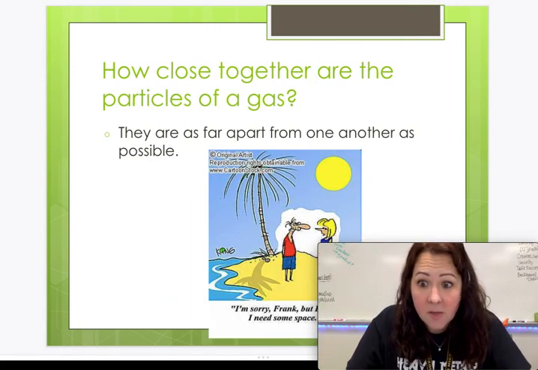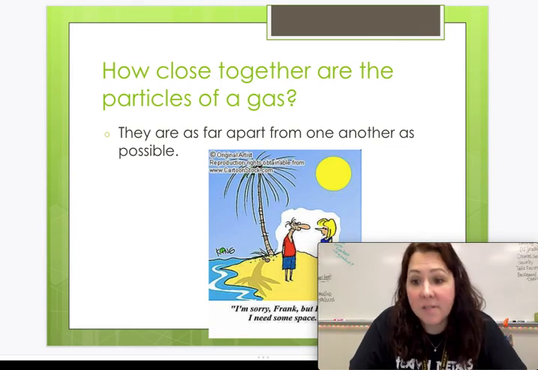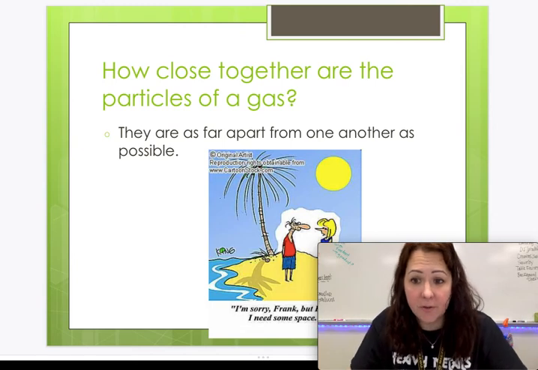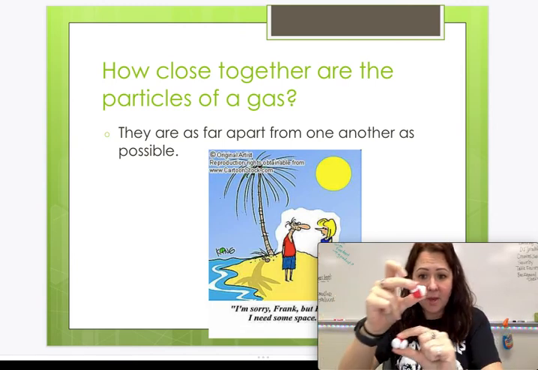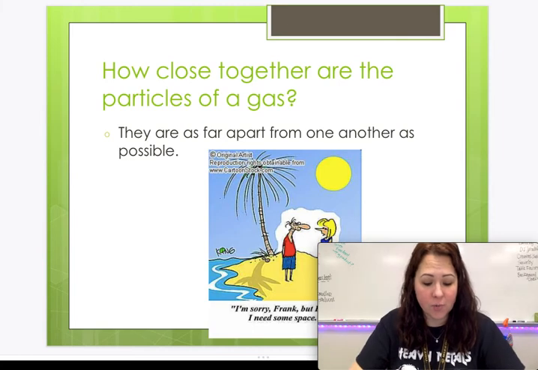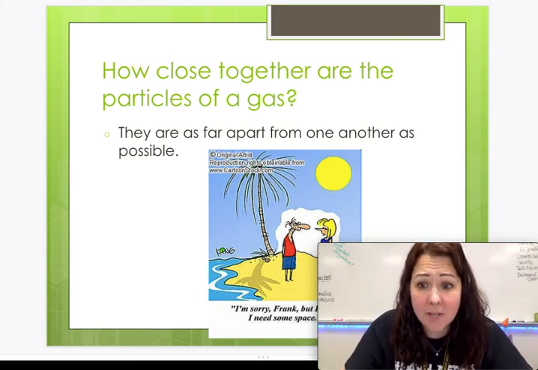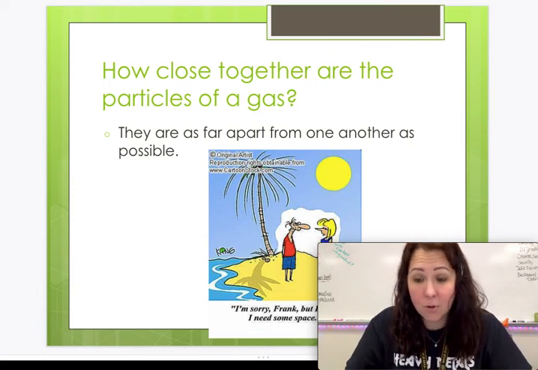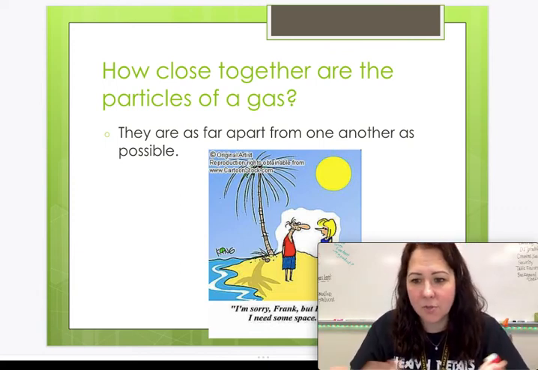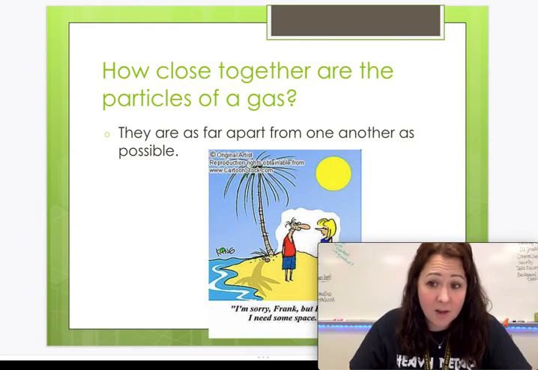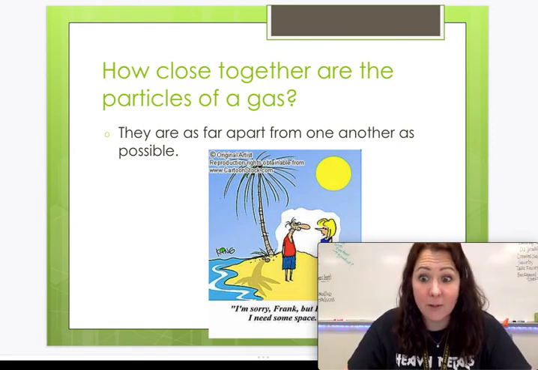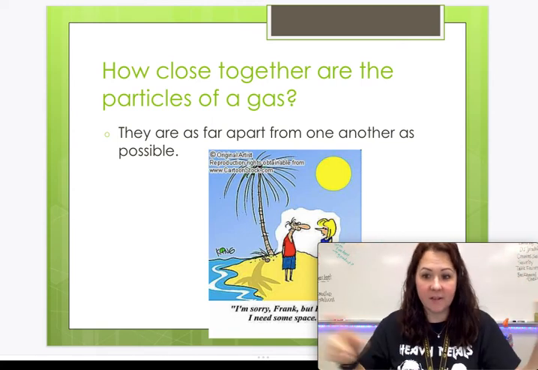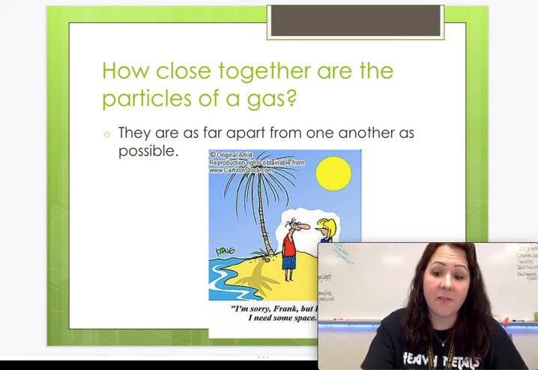Now, gas particles want to fill up their entire container completely. They do not get attracted to one another. So as they're zooming through space, they just keep going in different directions. And these guys are going really, really fast. For example, a particle at room temperature that's just in the air is moving at about 1,000 miles an hour. It's moving really fast. But they're constantly zooming around, bouncing off of things, and completely filling up the space of that container itself.